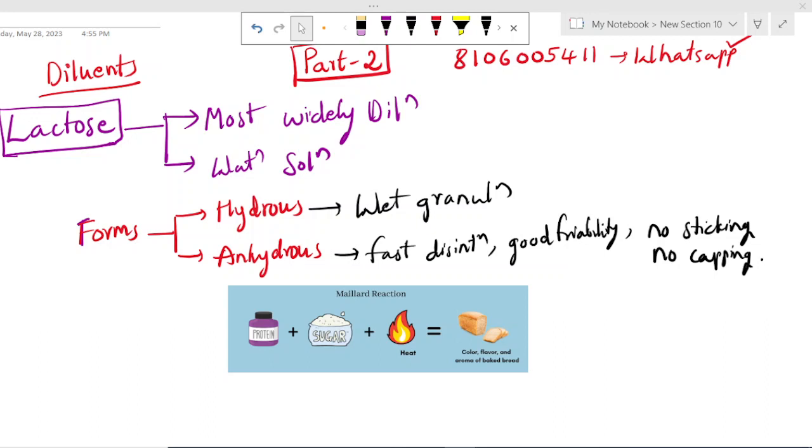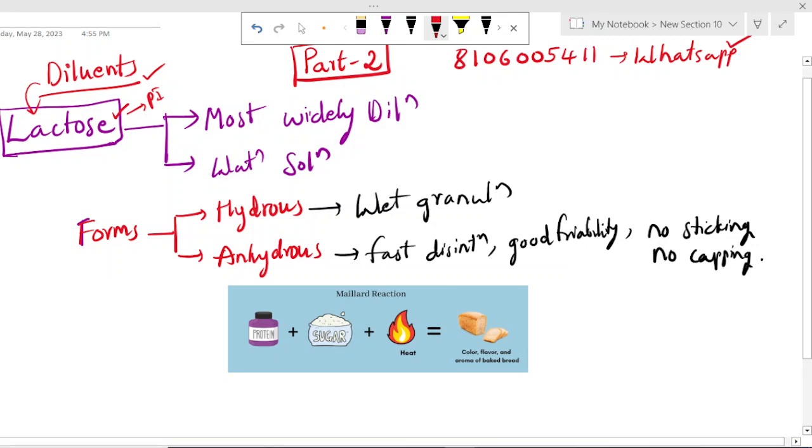In this lecture, we will be discussing lactose, a commonly used ingredient in the pharmaceutical industry. Lactose is a sugar found in milk and dairy products. Before talking about lactose, previously in part one we discussed what pre-formulation studies are and what a diluent is, and an example of a diluent is lactose. In this lecture, we will only focus on lactose.